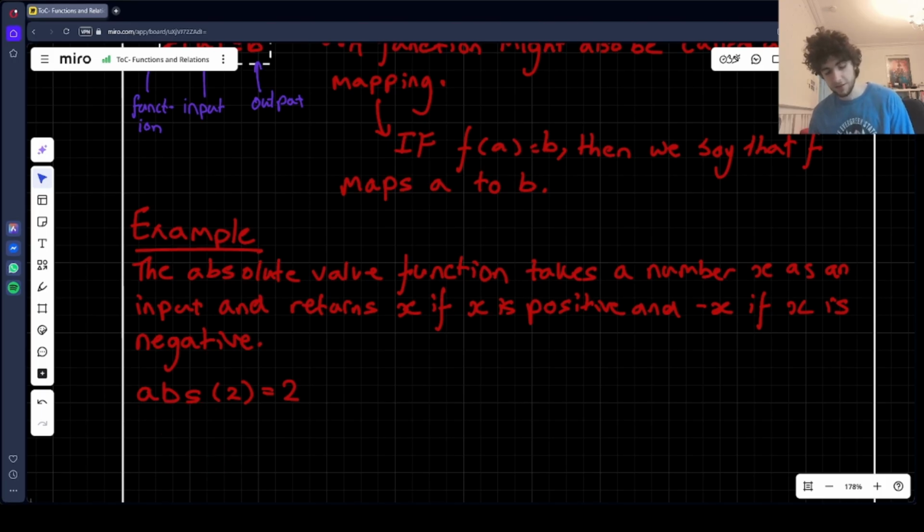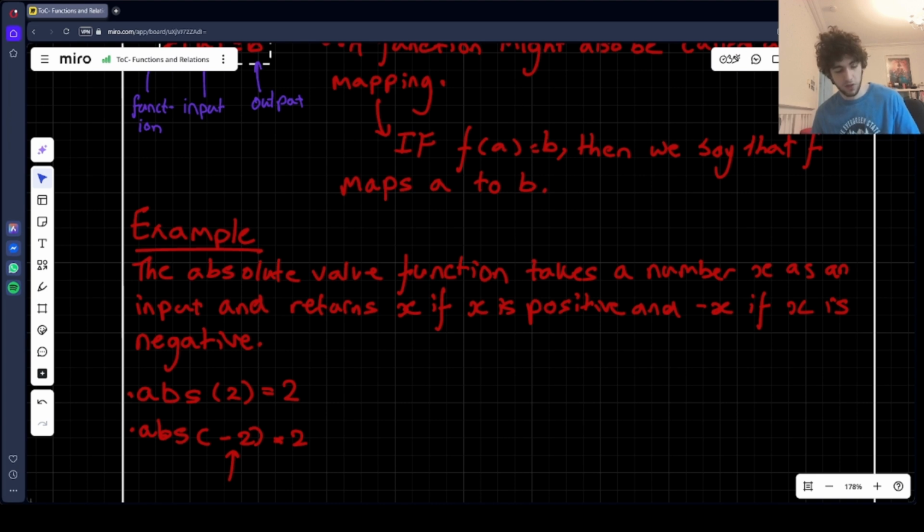The reason is that this is x, and 2 is positive. Because 2 is positive, when I plug it into my function, I just return x, so I just return 2 again. Similarly, we can ascertain that abs of minus 2 is also 2, because this is negative. Because it's negative, I have to spit out minus x, and minus x is just 2.